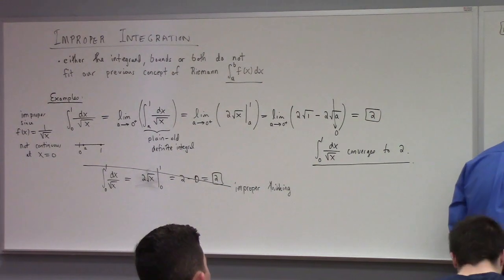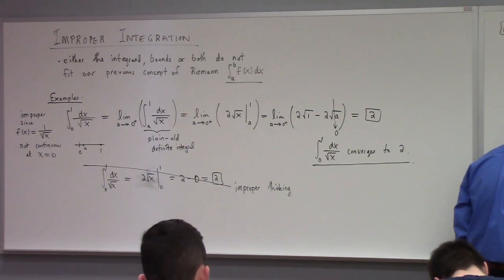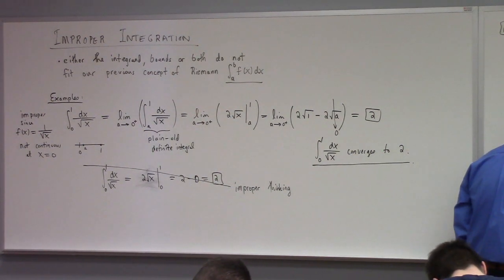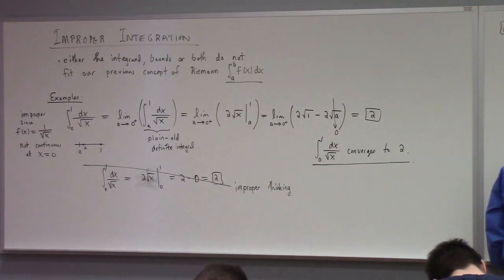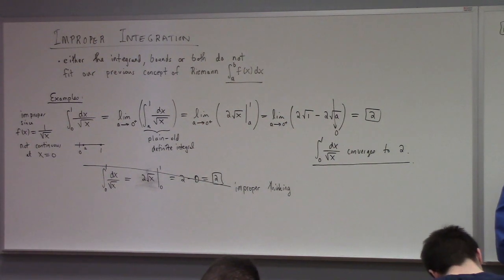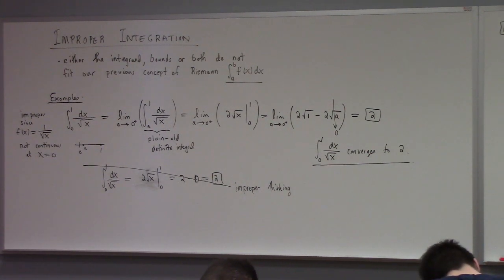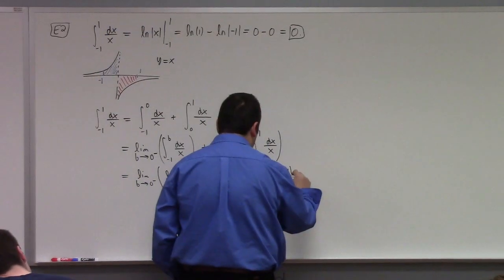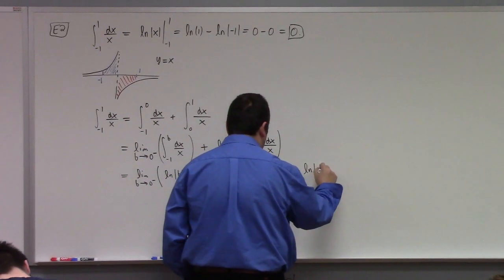So let me just do it here. It says limit as b goes to 0 from the left of the natural log of the absolute value of b minus the natural log of the absolute value of -1, plus the limit as a goes to 0 from the right of the natural log of the absolute value of 1 minus the natural log of the absolute value of a.